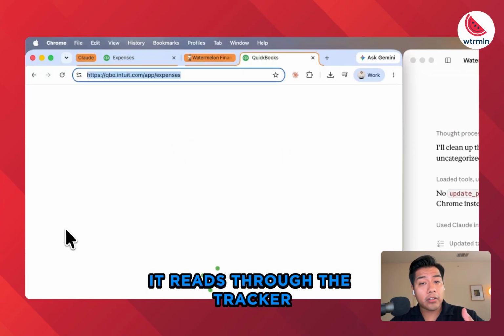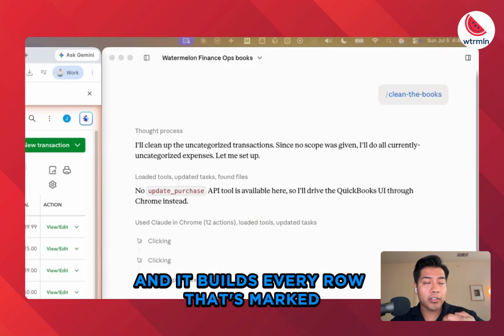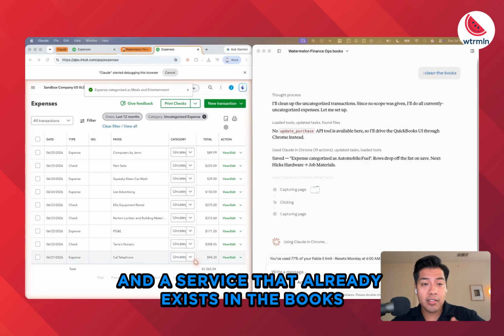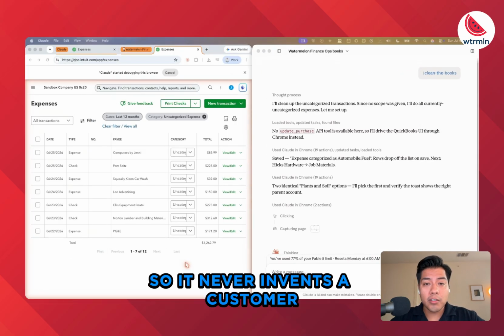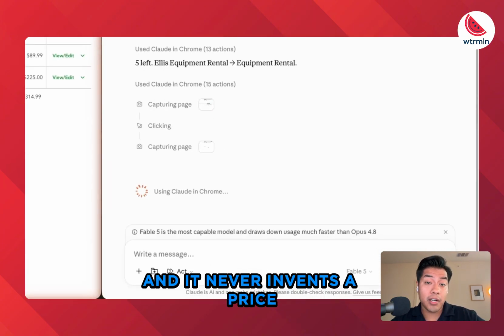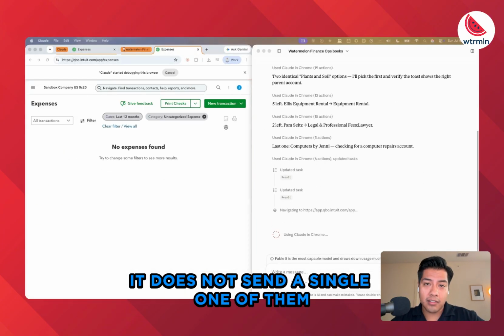It reads through the tracker and it bills every row that's marked ready to bill. It matches every line to a customer and a service that already exists in the books. So it never invents a customer, it never invents a service, and it never invents a price. And critically, it does not send a single one of them.